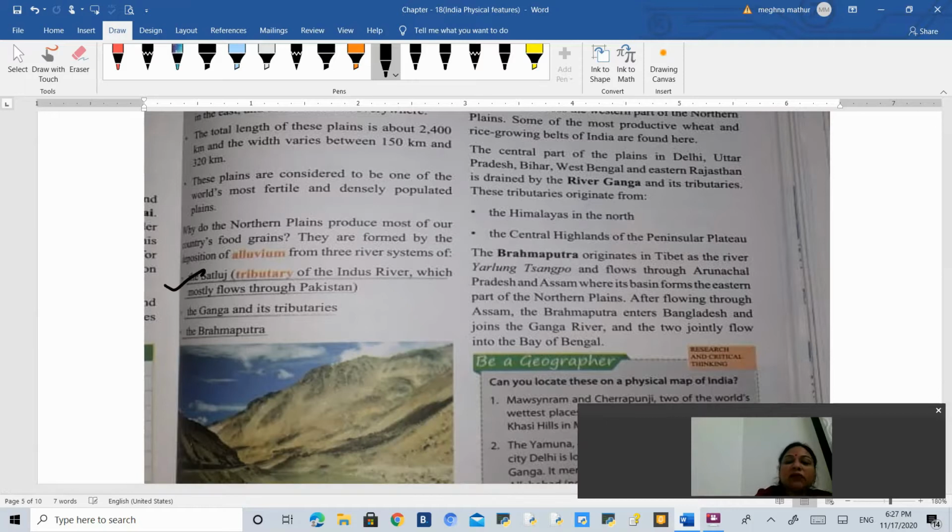The first is the Satluj River, which is one of the tributaries of the Indus River. The Indus River originates from Mount Kailash and enters into Jammu and Kashmir. It has many tributaries, and one of them is Satluj. So Satluj gives water to most of the part of India, and it flows through Pakistan. Then we have Ganga, which has many tributaries also, covering the central part of India and providing a lot of alluvial soil. And then we have the Brahmaputra river, which drains the easternmost part of India.